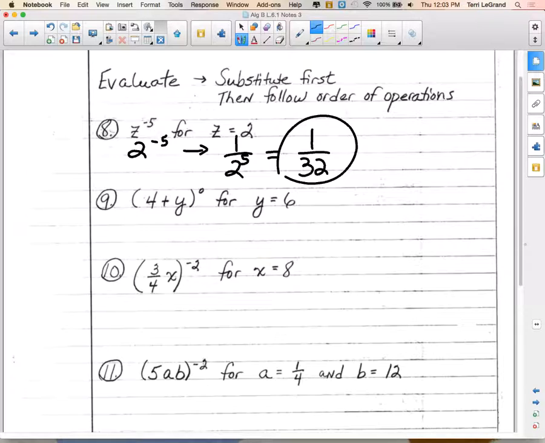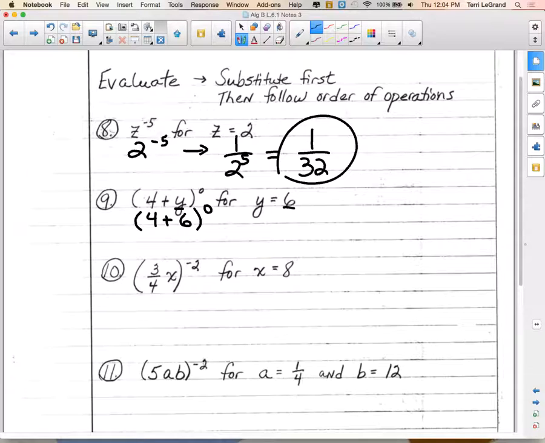Okay, our next one. Substitute 6 in for y. So we have 4 plus 6. That's going to be raised to the 0 power. Follow order of operations. Order of operations says do exponents first or parentheses first?